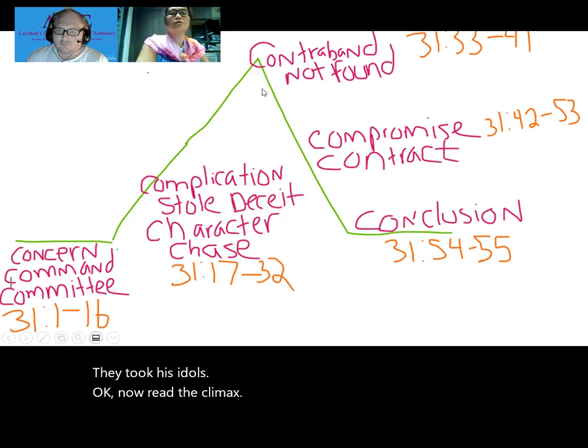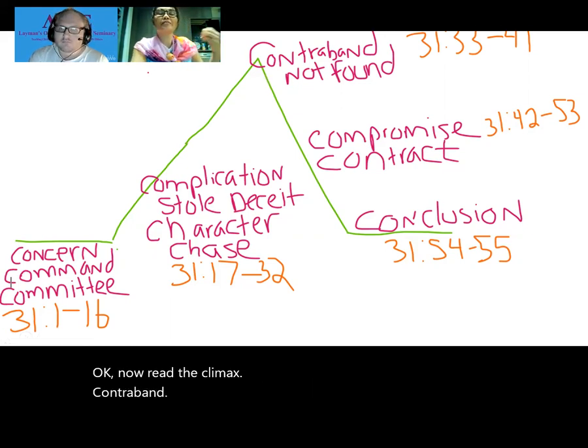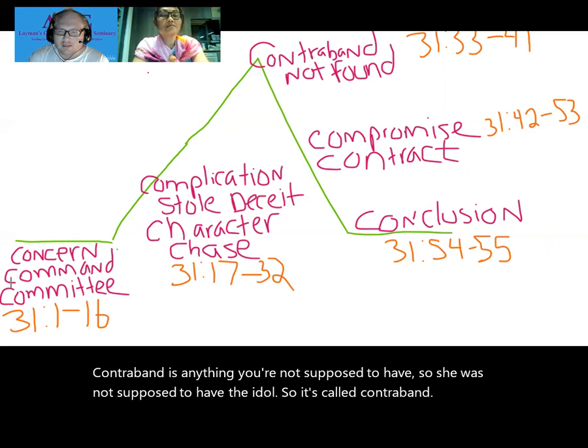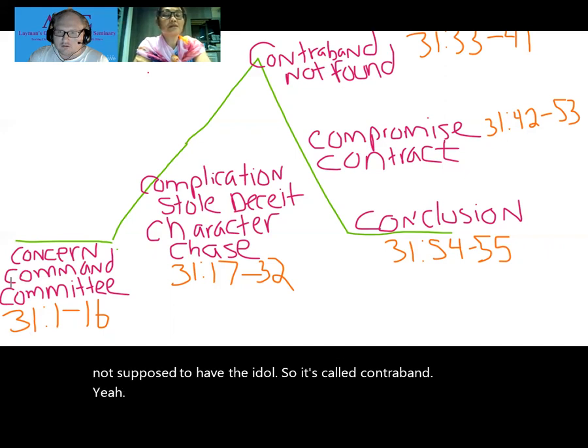Contraband, contraband not found. What does that mean? Contraband is anything you're not supposed to have. So she was not supposed to have the idols, so it's called contraband. Oh, so that's the climax over there. Yeah. Okay. Then for the falling action.